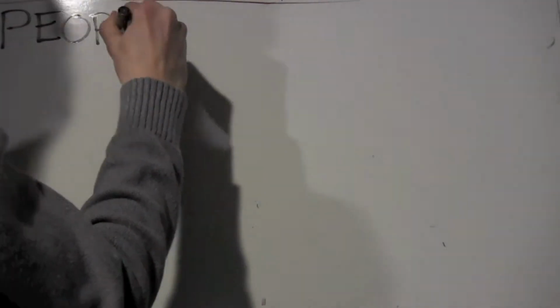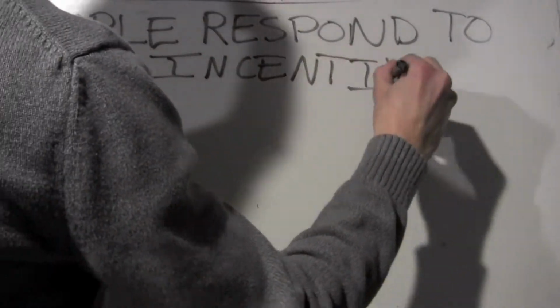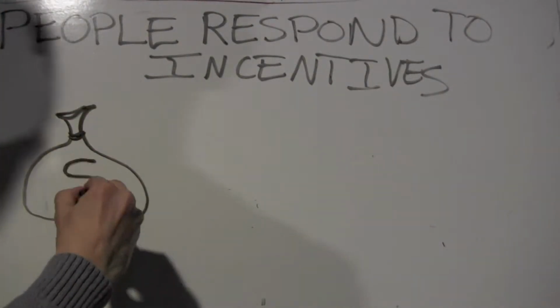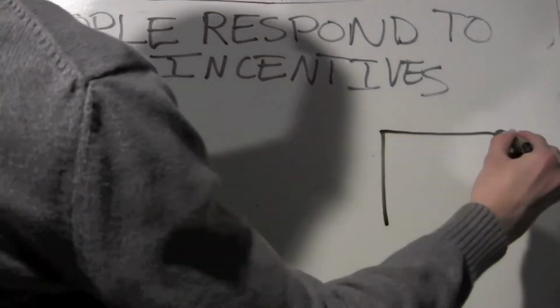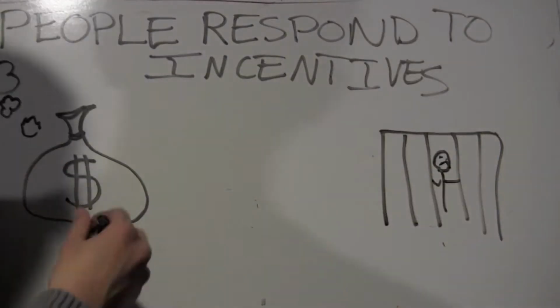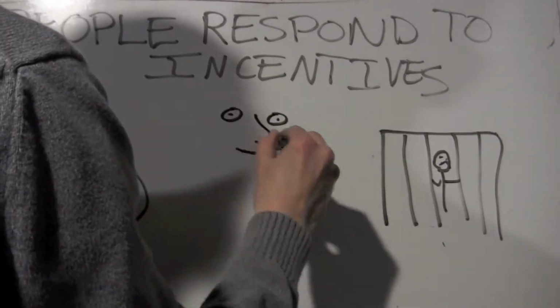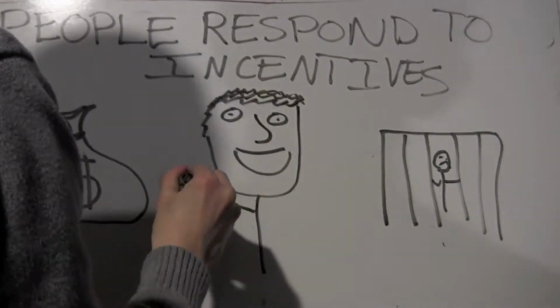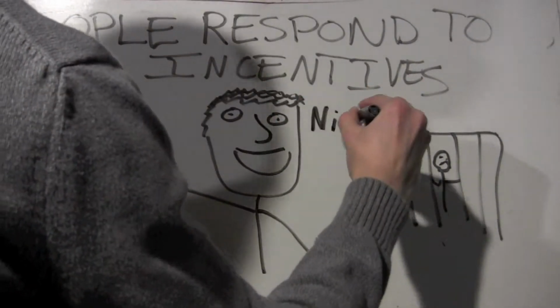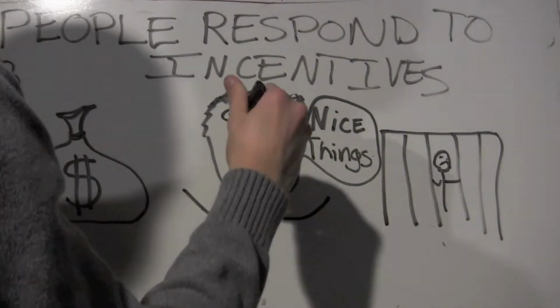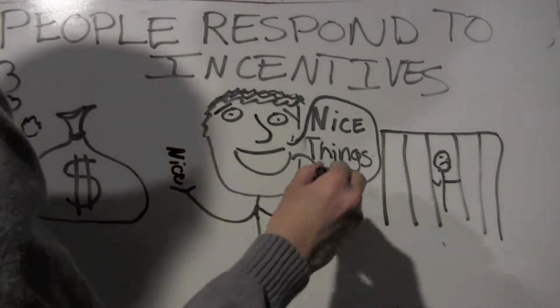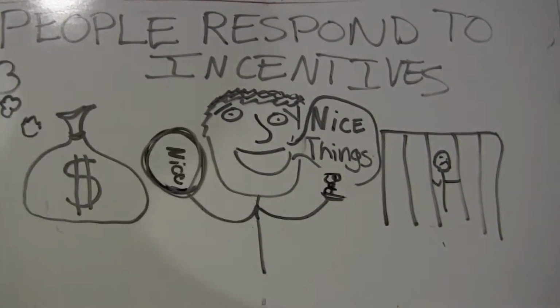Mankiw's second principle states that people respond to incentives, and incentives are things like money, or dreams, or the prospect of going to jail forever. Basically, they're things that drive us to take action. Normally, nice things drive us towards action, and bad things drive us away from action, because we like nice things.